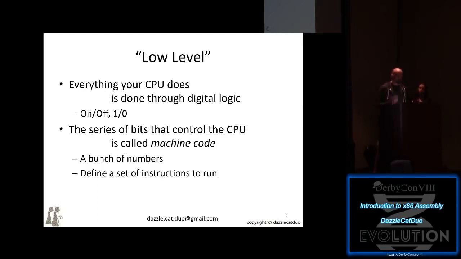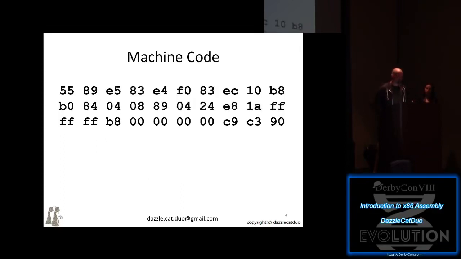We call those numbers machine code. And if you break those bits, those ones and zeros, into groups of 8 and change it into hexadecimal, you end up with something that looks like this. This is what we would normally think of when we think of machine code, just a big stream of hexadecimal bytes. Ultimately, this is what your CPU is after, right? This is what tells the CPU what to do, when to do it, how to do it, etc.